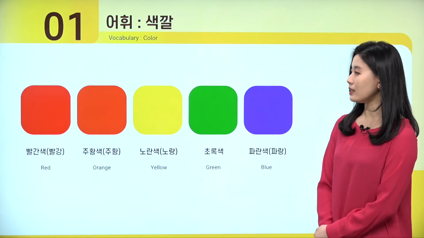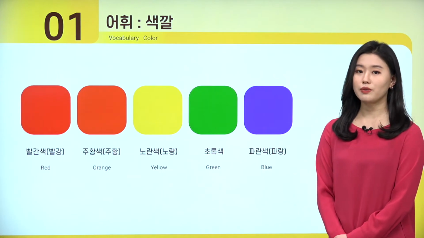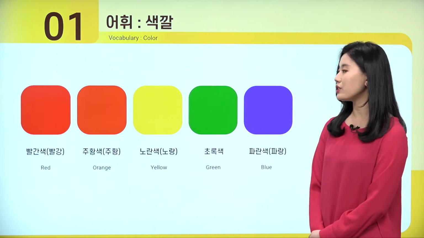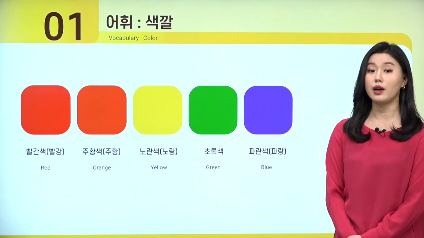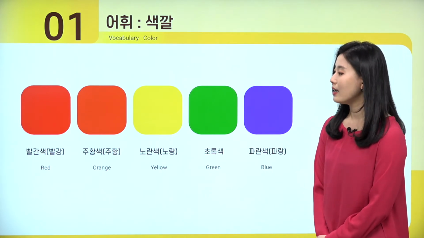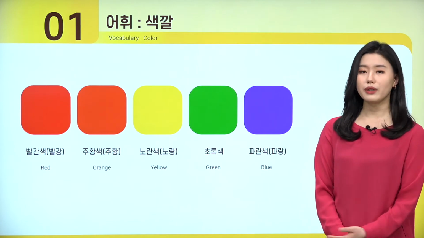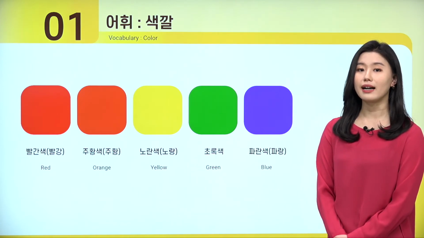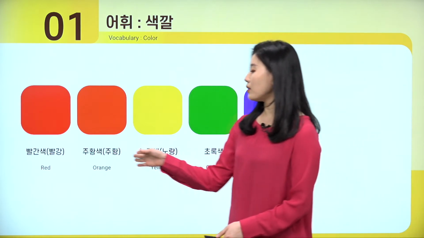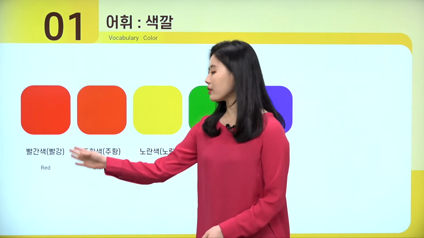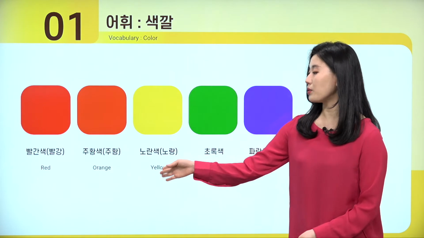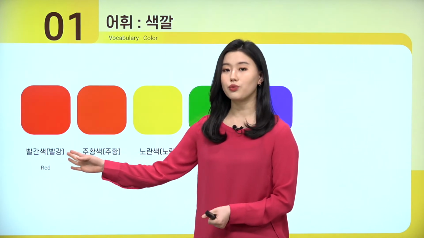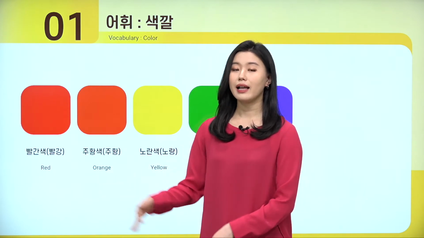Let's get started. I want to introduce vocabulary regarding colors: red, orange, yellow, green, blue. How can we say these in Korean? First, red. We have two ways: 빨간색 or 빨강. 색 stands for color, so red color, orange color. If you don't want to put 색, you can say 빨강.